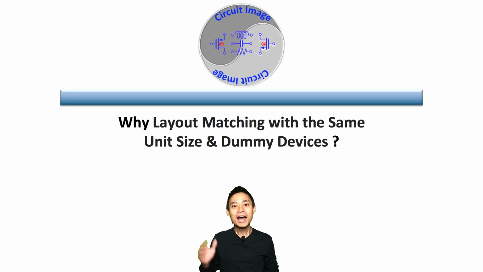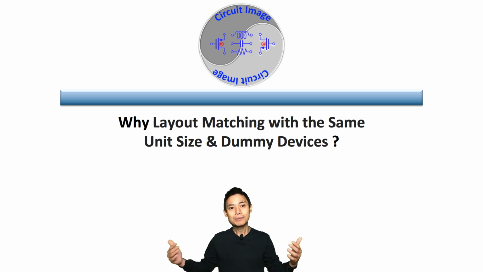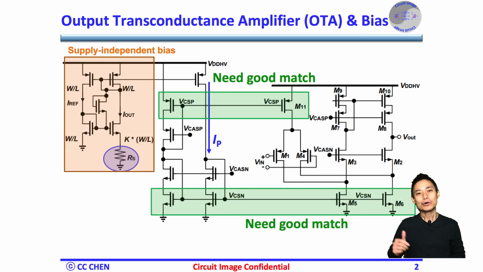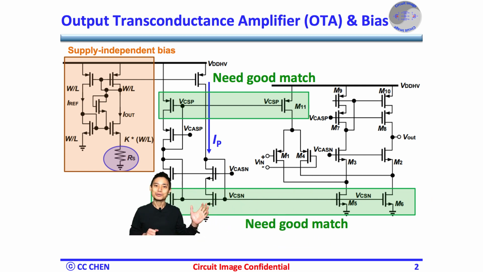In this video, I'm going to show you the image of why we must apply good layout matching with the same unit size and dummy devices. Before going to the good layout matching exercise, let's see an output transconductance amplifier, OTA, along with its biasing circuitry.